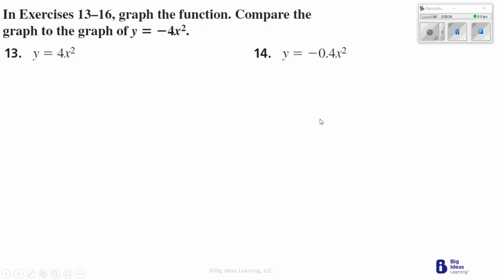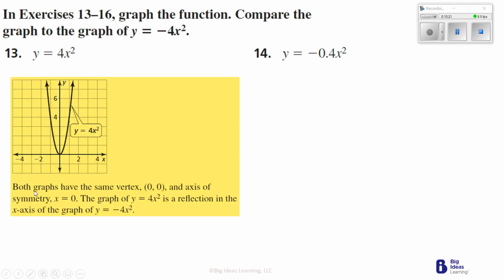Number 13 says compare, this time I've got y equals negative 4x squared, and they're saying y equals 4x squared here. Instantly, what I notice is the negative that was here is not there anymore. So since all the signs are going to become the opposite, this would be a reflection, okay? A reflection off the x-axis. So both graphs have a vertex of 0, 0, and I'm just going to work this out. If this was here and this was 2, then 2 times 2 is 4, and 4 times negative 4 would be negative 16, all right?